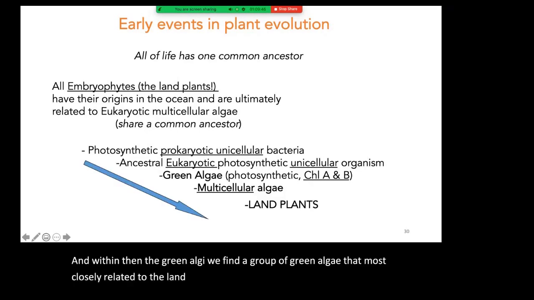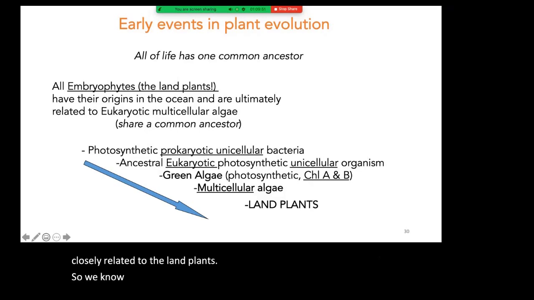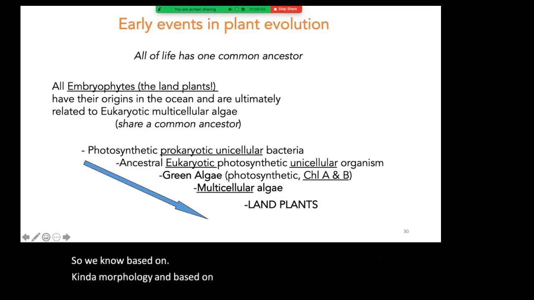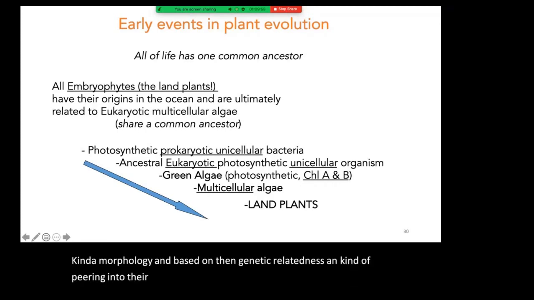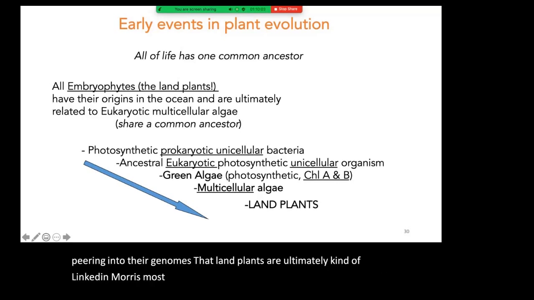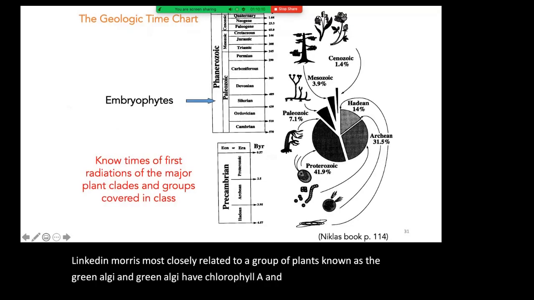We know based on morphology and genetic relatedness, peering into their genomes, that land plants are ultimately linked and most closely related to a group of plants known as the green algae. And green algae have chlorophyll A and B.